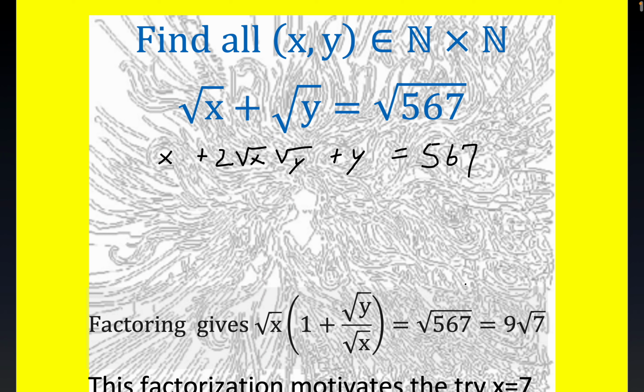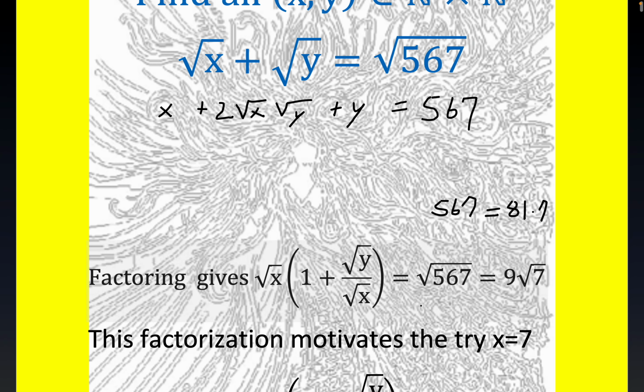Now, an important fact here: the reason why this is equal to 9 times root 7 is 567. This is some fairly simple arithmetic. 567 is equal to 81 times 7. One of the properties of radicals is that when you take the square root of a product, it's the product of the square roots. That's where we get 9 root 7 right here.